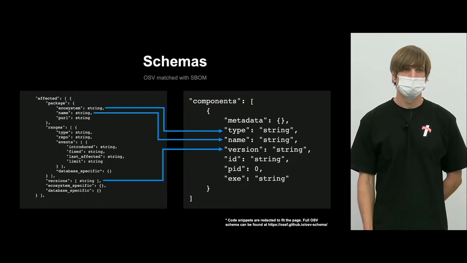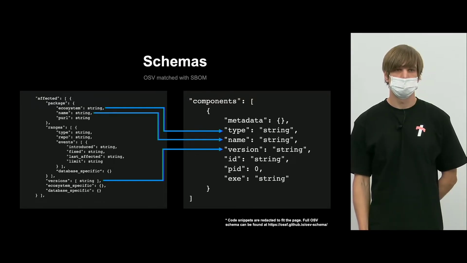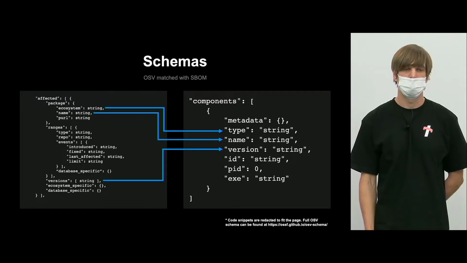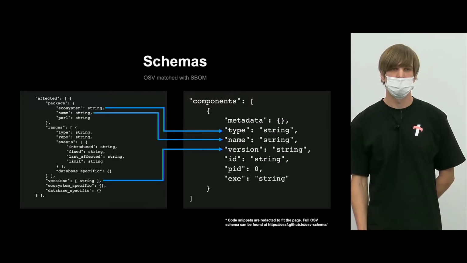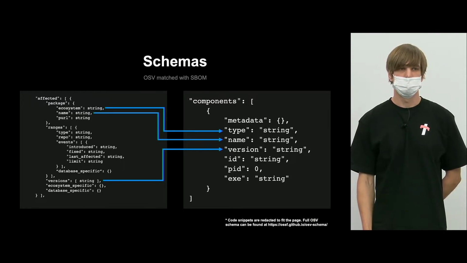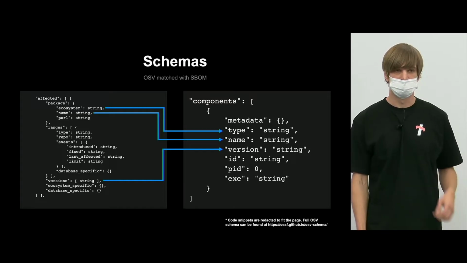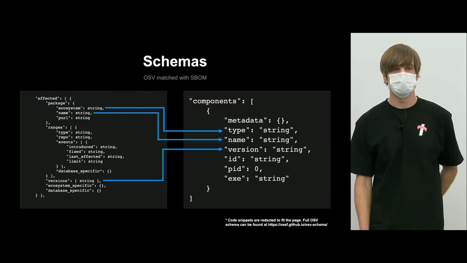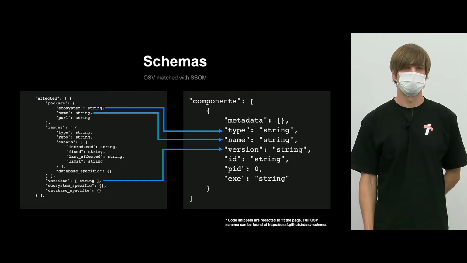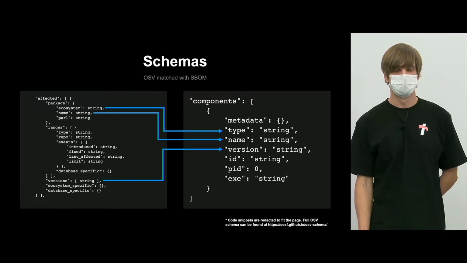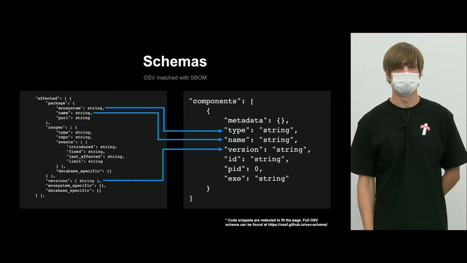And then in the OSV schema, we have a list of versions, compared to the components where we have 1 version. So basically here, we try to find if the version is inside the versions list. And if it is, we have found a match, and we can be quite sure that our package or component is vulnerable to this vulnerability.